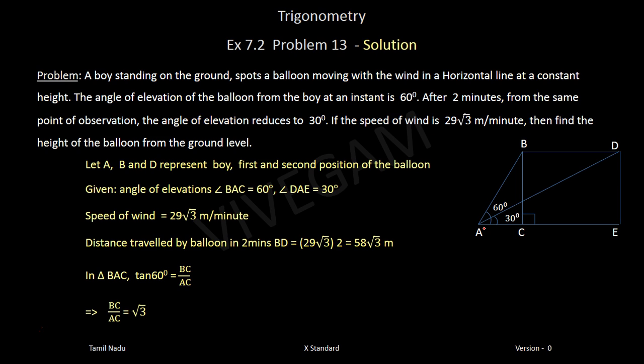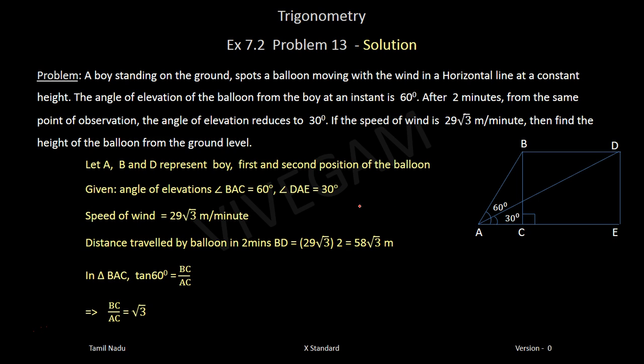So let A, B, D be the first and the second position of the balloon. This is the first position of the balloon, and this is the second position of the balloon. So given the angle of elevation BAC is 60 degrees and DAE is 30 degrees. What is BAC? From here he is looking at the balloon, so this is the angle of elevation, right? This is a horizontal line, okay. So this is 60 degrees. Then DAE is looking at the final position, and the angle of elevation in that case is 30 degrees. So that is what it says, DAE is 30 degrees.